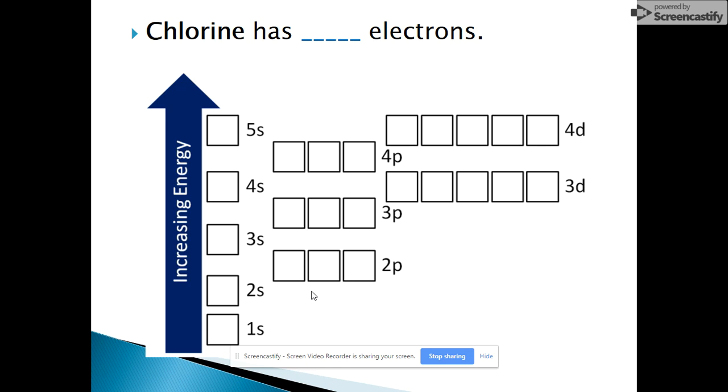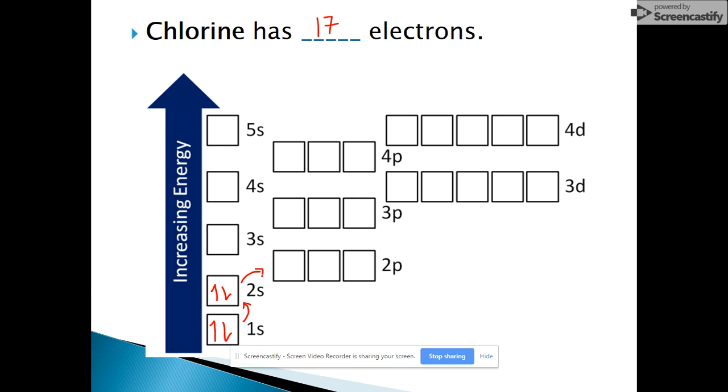If we look at chlorine, on the periodic table, chlorine has an atomic number of 17. So we have 17 electrons that we're going to draw. We start at the bottom. Aufbau says start at the lowest position. 1, 2. Again, Pauli says 1 spins up, 1 spins down. We move to the next level. 1 up, 1 down. We have 4.